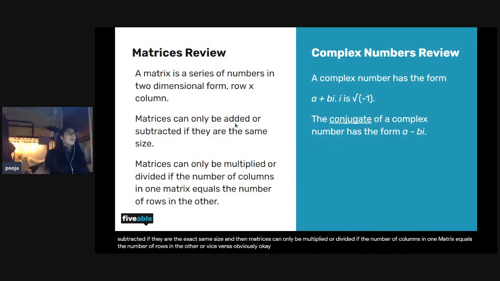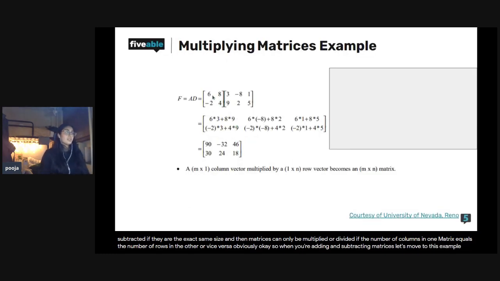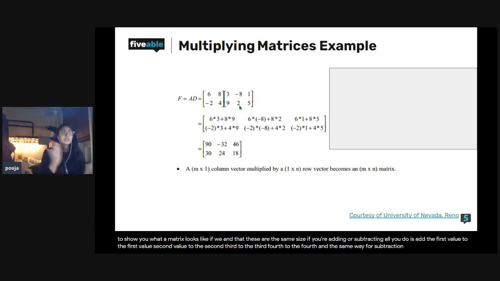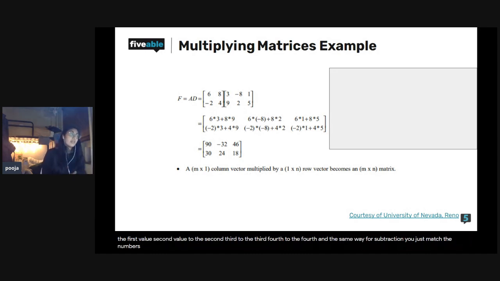Okay, so when you're adding and subtracting matrices, let's move to this example just to show you what a matrix looks like. If we pretend that these are the same size, if you're adding or subtracting, all you do is add the first value to the first value, second value to the second, third to the third, fourth to the fourth. And the same way for subtraction, you just match the numbers together.